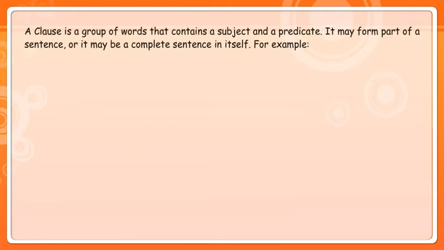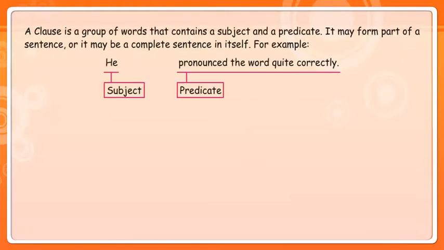Chapter 40. Main and subordinate clauses. A clause is a group of words that contains a subject and a predicate. It may form part of a sentence or it may be a complete sentence in itself. For example, "He (subject) pronounced the word quite correctly (predicate)."